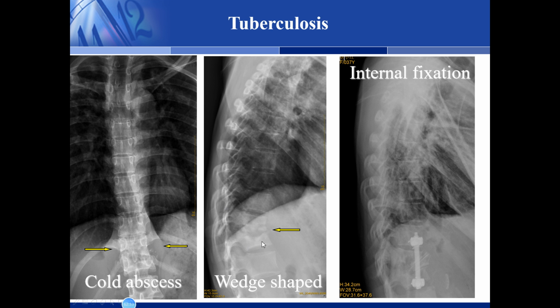Here we could find the vertebrae is wedge shape, and destruction. Here is the destruction of the vertebrae. And this is after internal fixation. This is the X-ray films of the tuberculosis of spine.